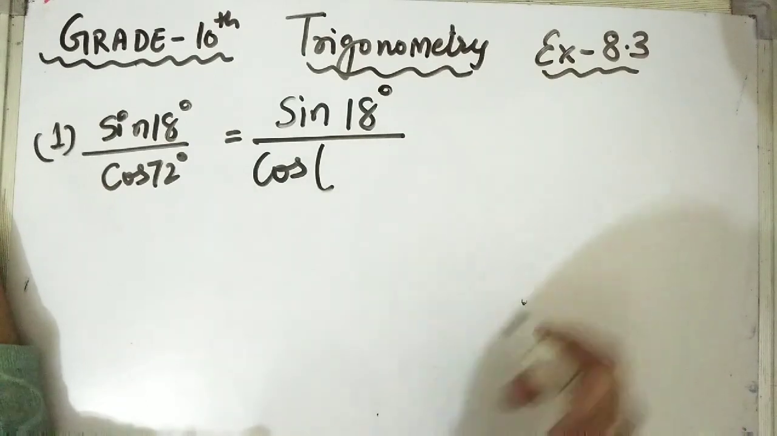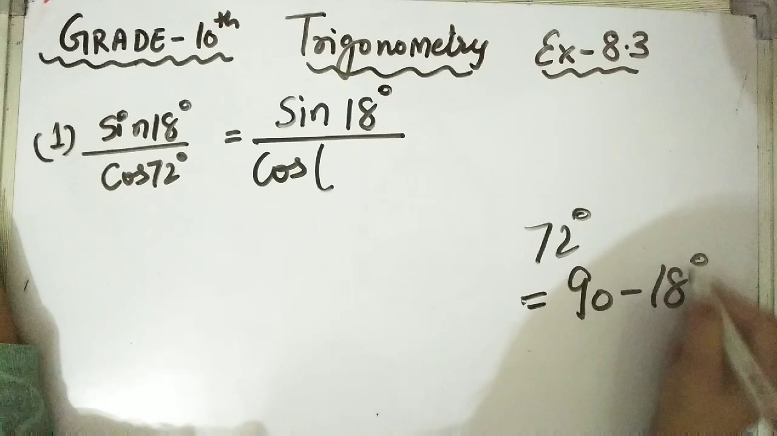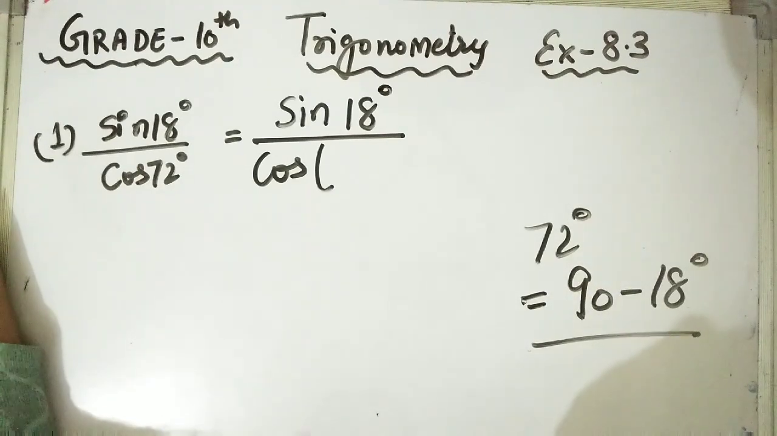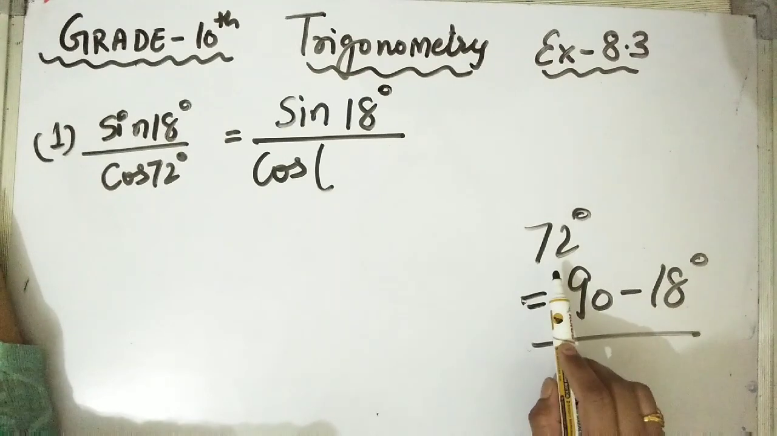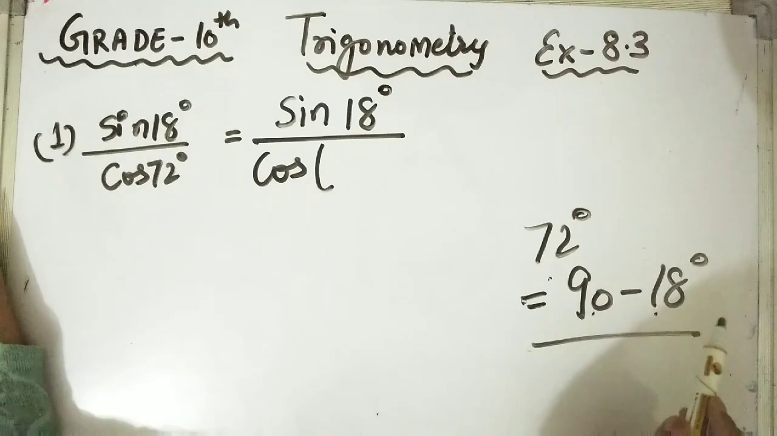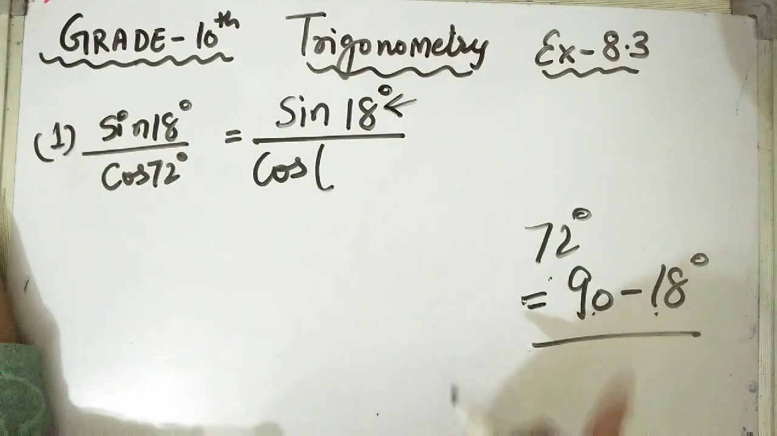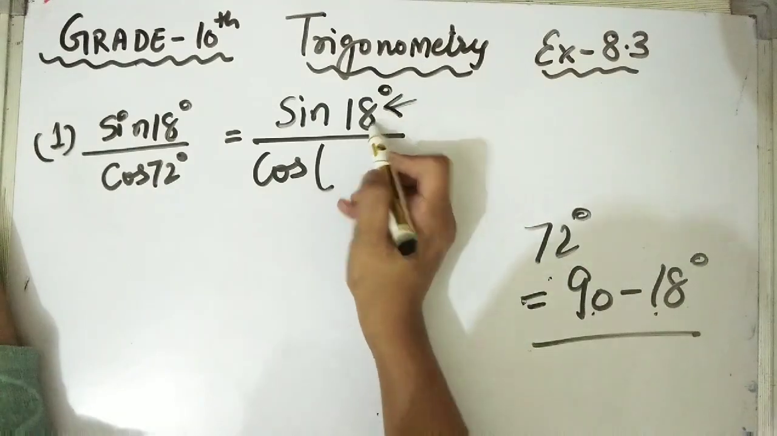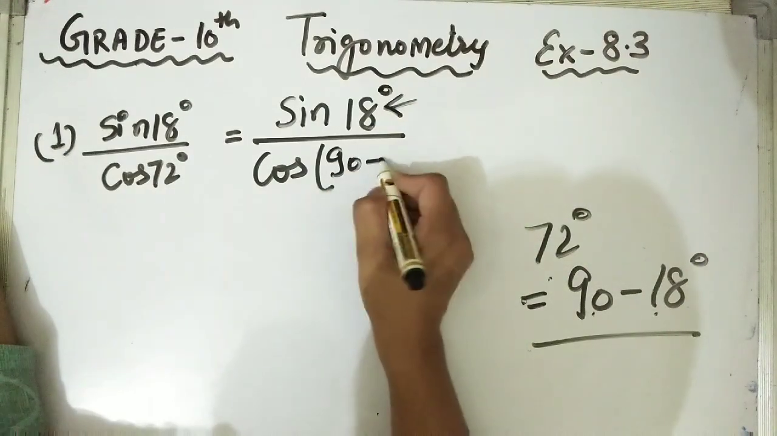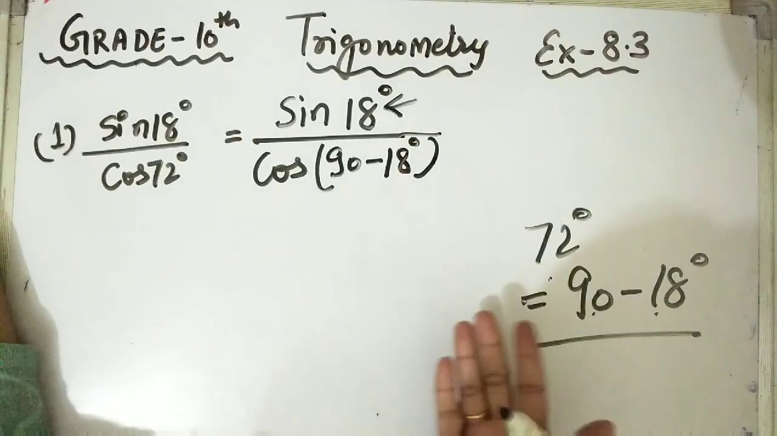Now students, you know that 72 can be written as 90 minus 18. Remember? Clear? You can replace 72 by 90 minus 18. Very easy. And you can get the hint from there, from 18 degree. So I am replacing it with 90 minus 18 degree. Right? 90 minus 18 degree.